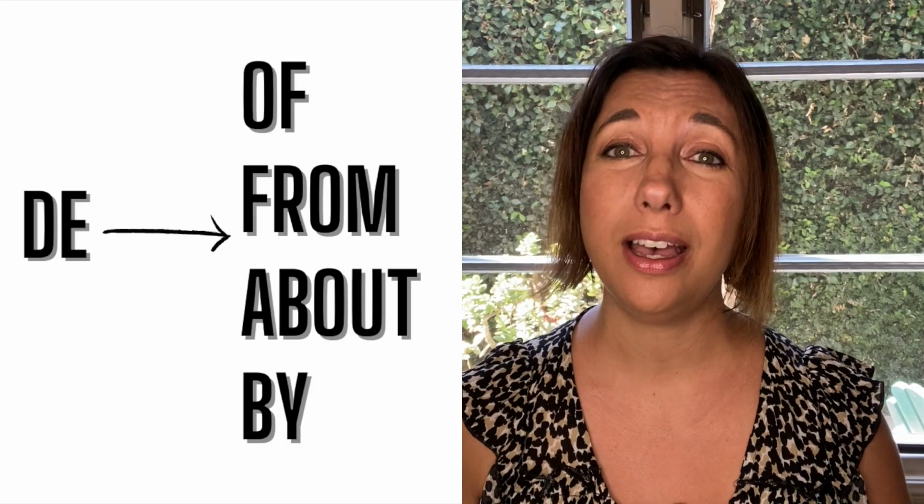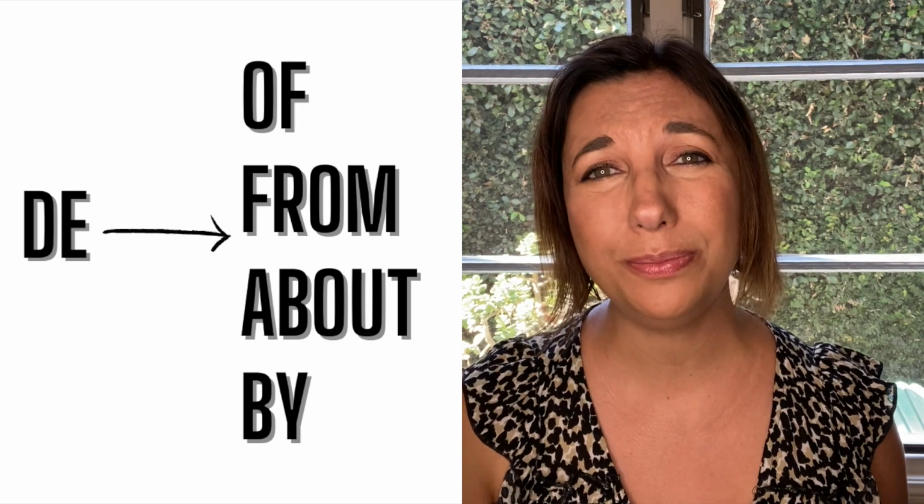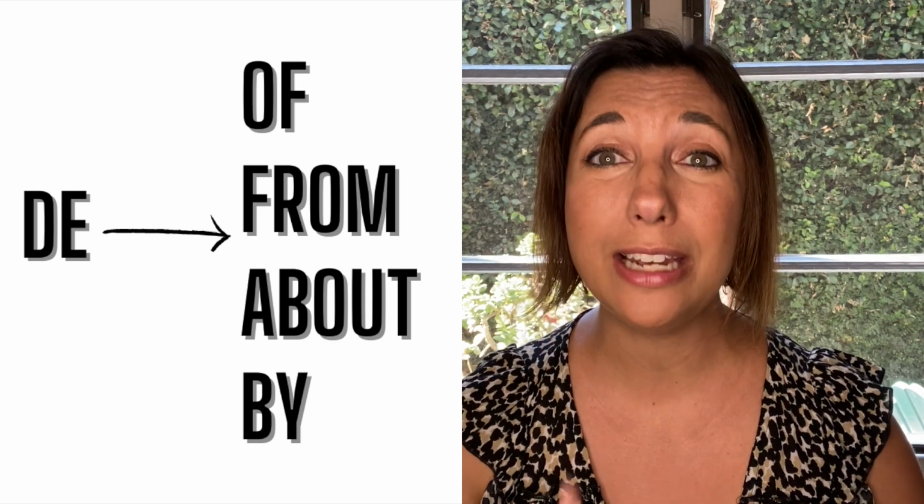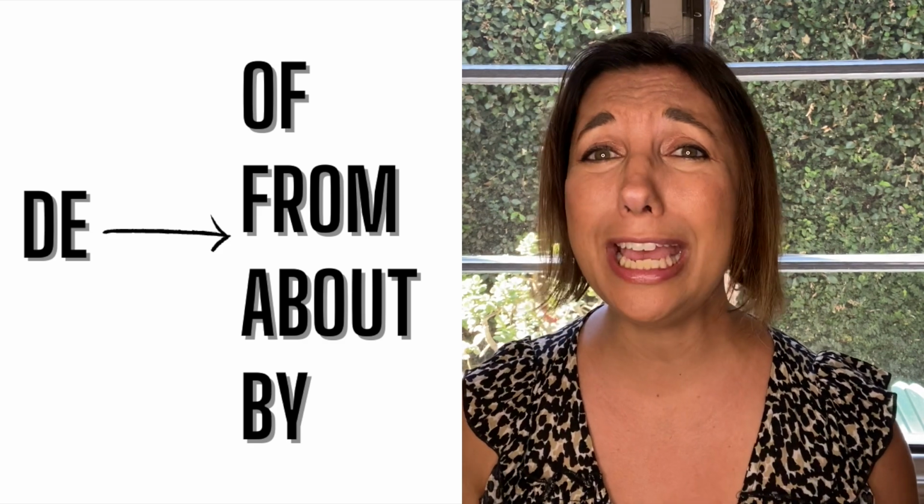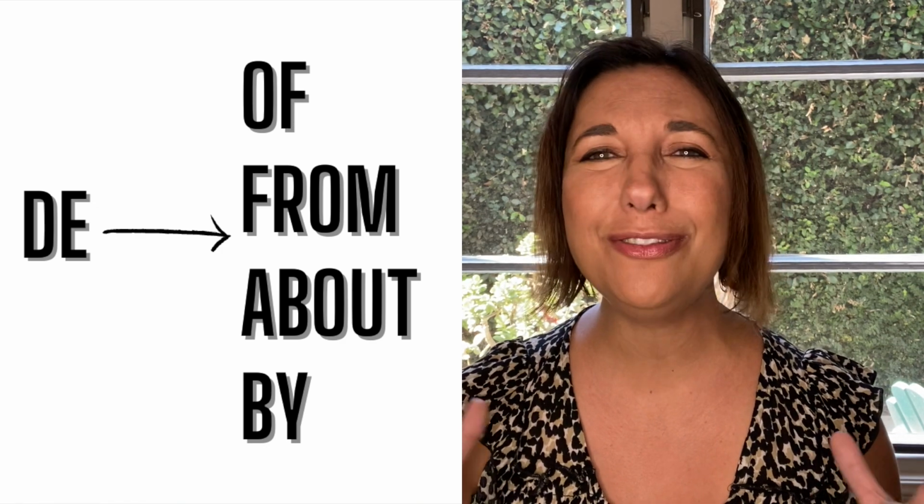The preposition de can mean different things in English, and that is one of the reasons why it can be quite challenging. The main meanings vary between of, from, about, and by. However, it can mean more than that, and it's very important to know the context in which the word is being used, because in some cases you might need to use another preposition.